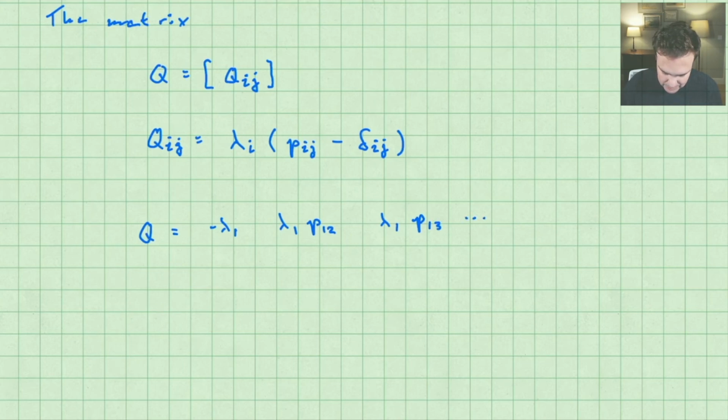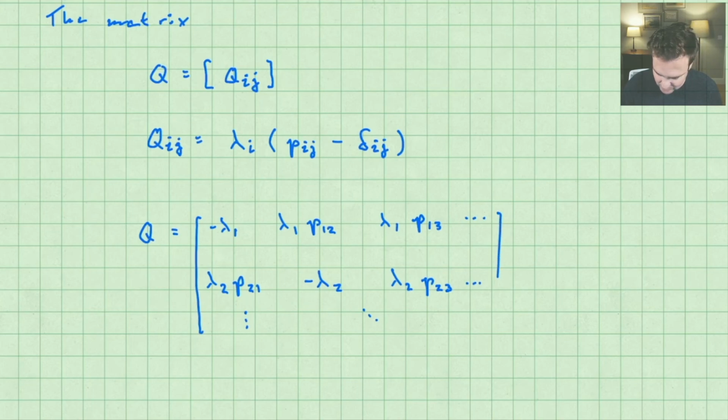And then the next row would be lambda 2 P_21, minus lambda 2, lambda 2 P_23, and so on. You can build up this matrix like this. This is the same as above. So along the diagonal there are minus lambda i's, and then the off-diagonal entries are these other rates, the products of the lambdas and the P's.